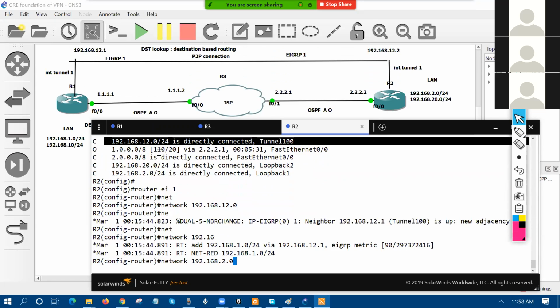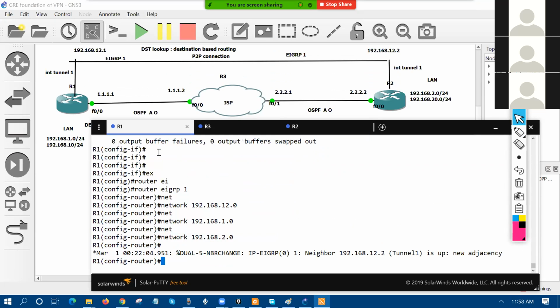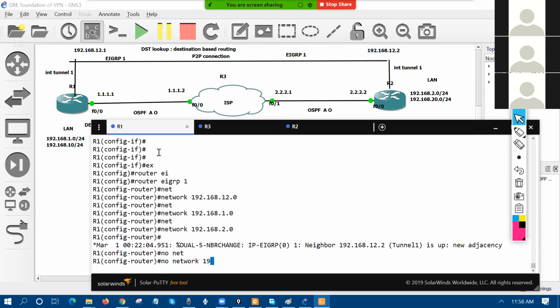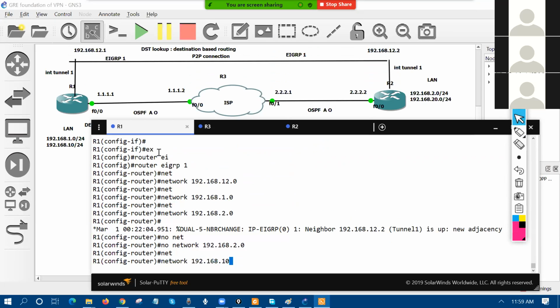Sir, I think you advertised the wrong IP on R1. Ah yes, I think so. I need to advertise the... Yeah, 2.0 is not there. Yeah, exactly right, it's 10.0. Done.